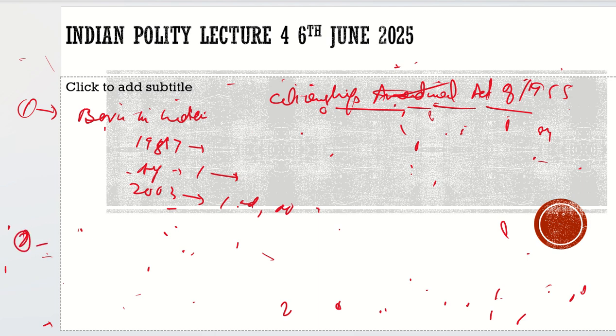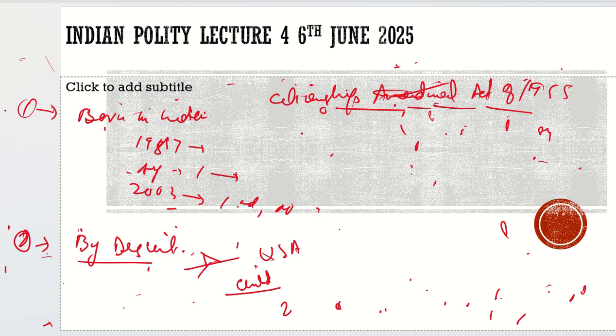The second way to be a citizen of India is by descent. Suppose you were Indian and you had traveled to a country outside India, say the USA, and you gave birth to a child. For this child to be a citizen of India, you have to register within 1 year. Once you register, he will be a citizen of India.